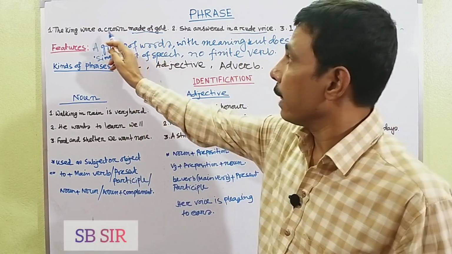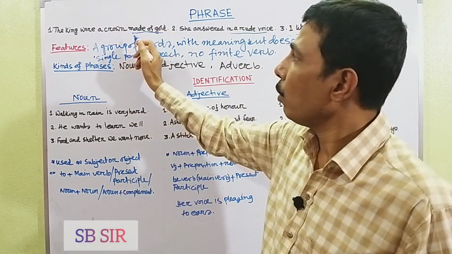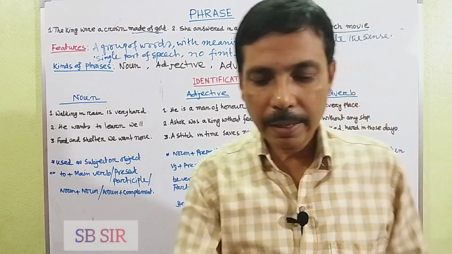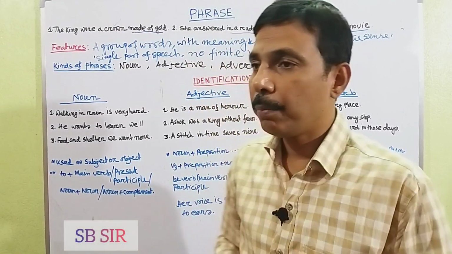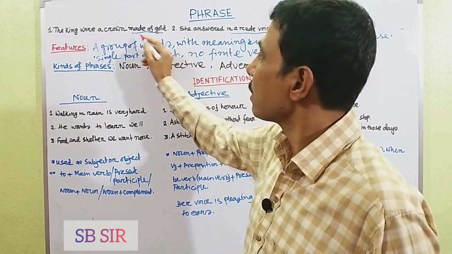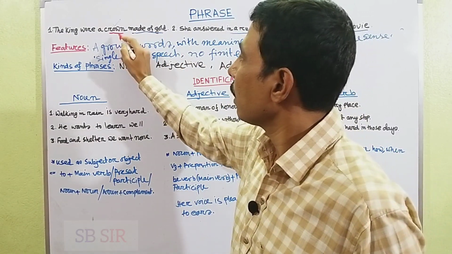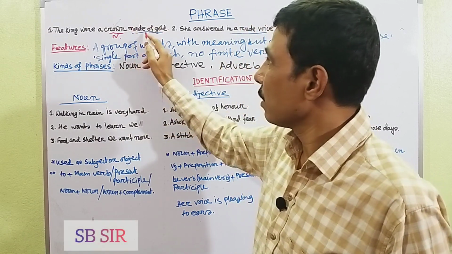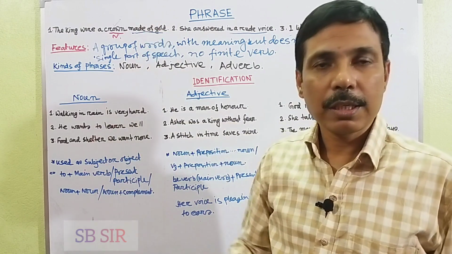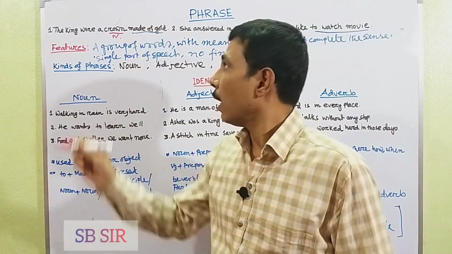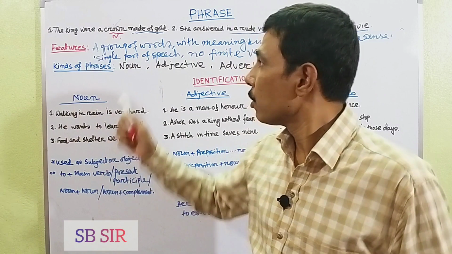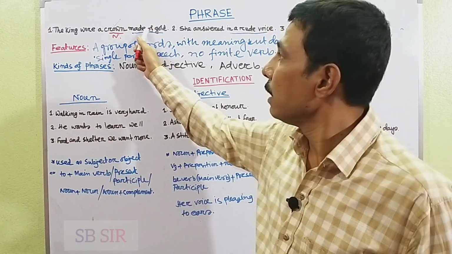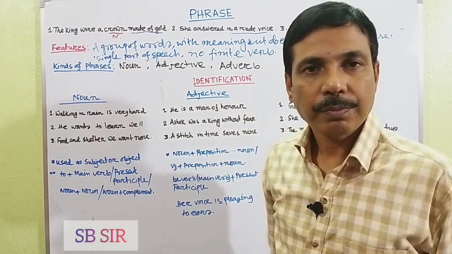Now we look at the example, made of gold. What is made of gold? The crown is made of gold. So, made of gold, this phrase describes the word crown, which is a noun. If this phrase modifies the noun crown, it should be an example of an adjective phrase, as this phrase modifies the noun.